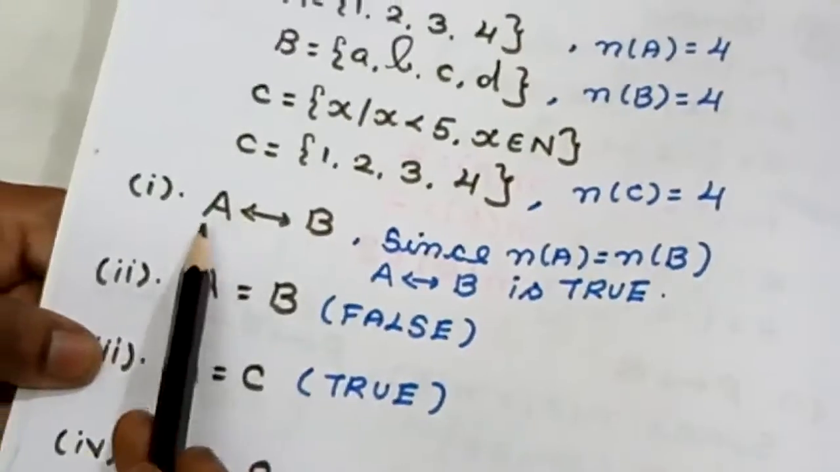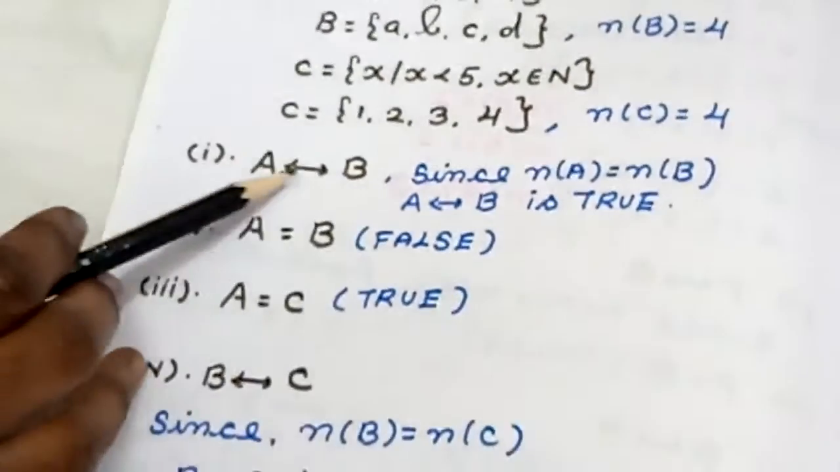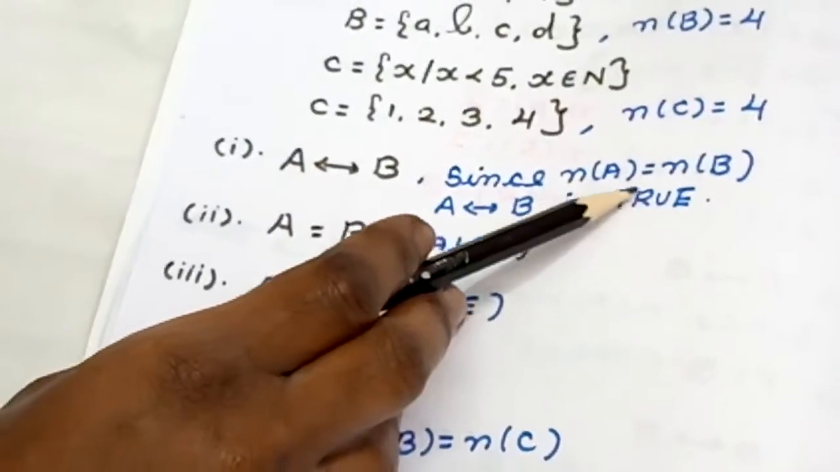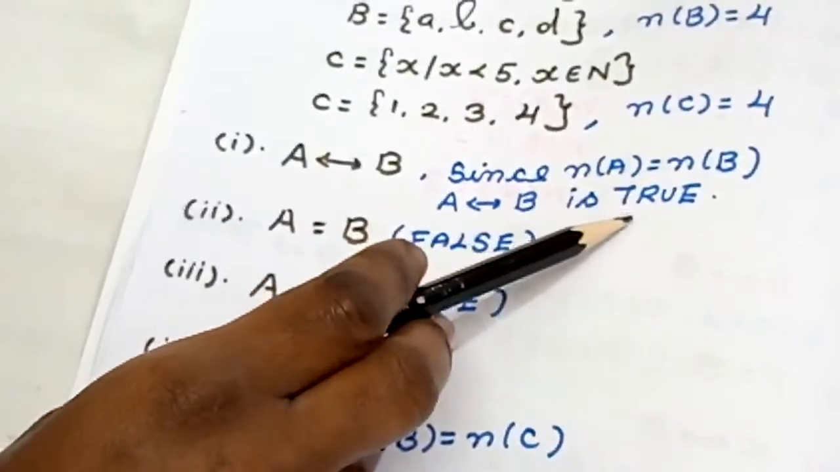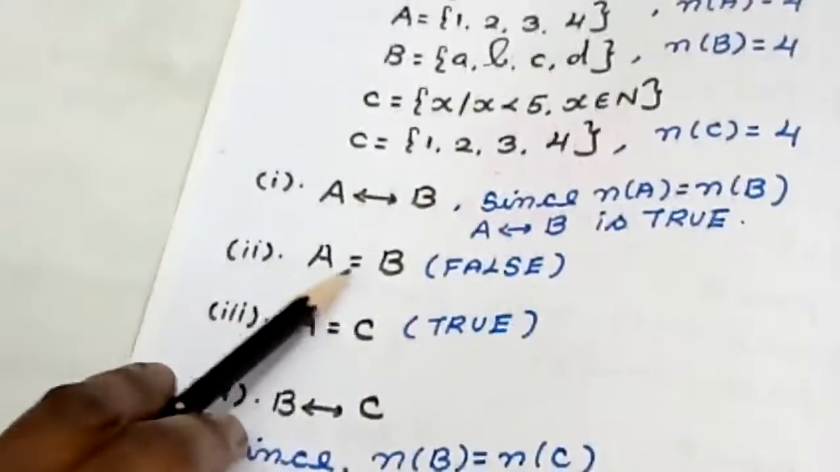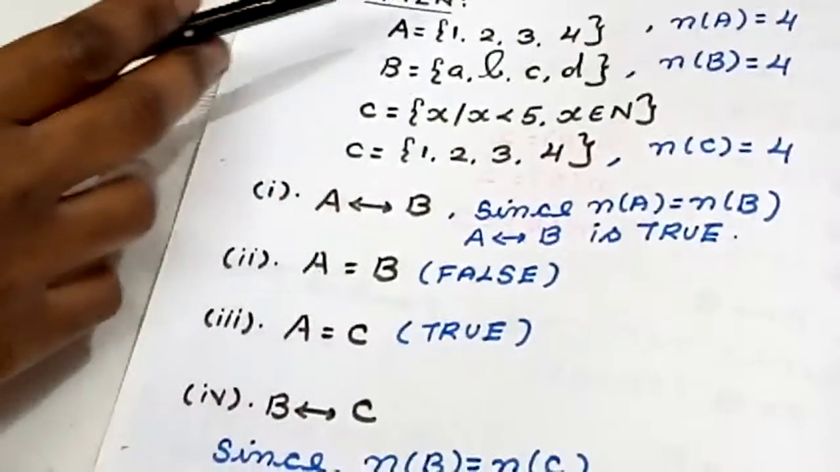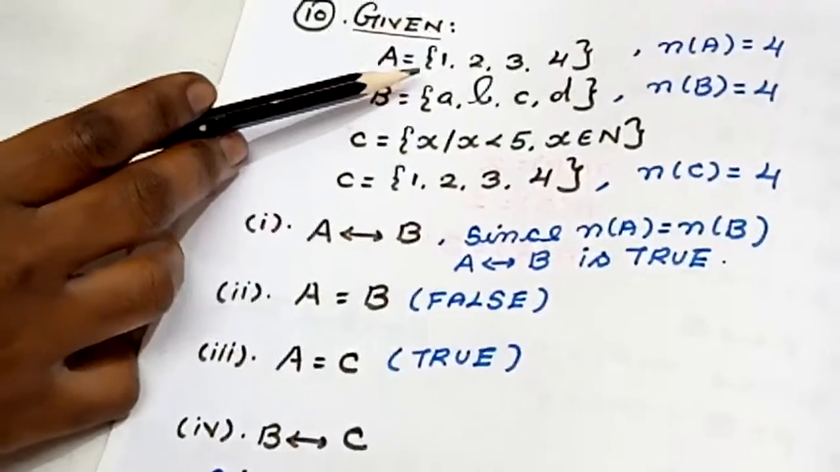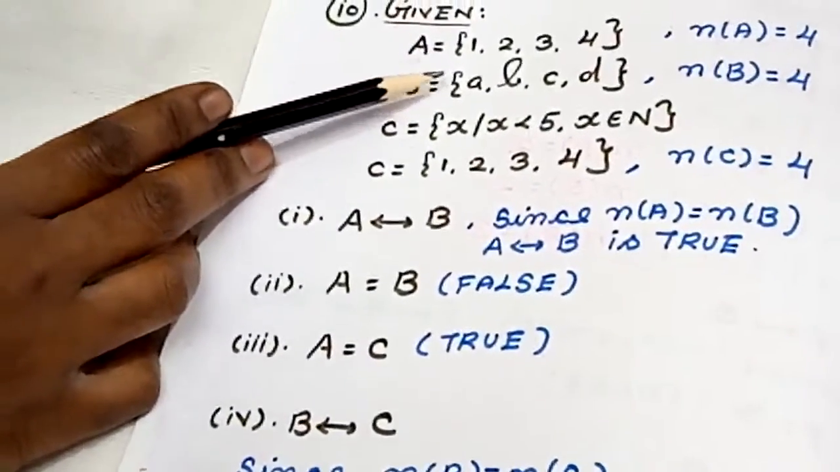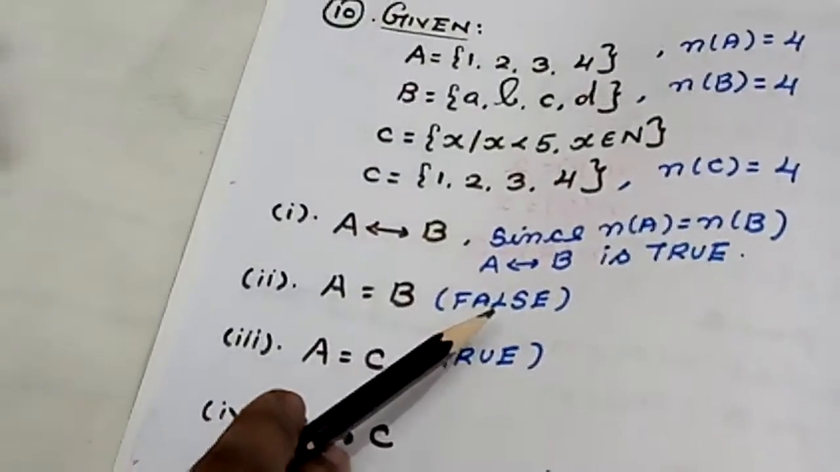What is the first question given here? A equivalent B. So n of A, n of B, both the number of elements is same. So the first condition is true here, students. Coming to the second one, A equal to B. The number of elements inside A and B are totally different. So the second condition is false.